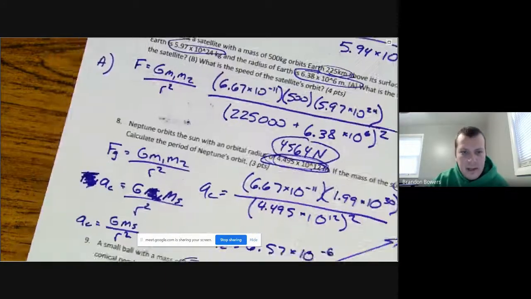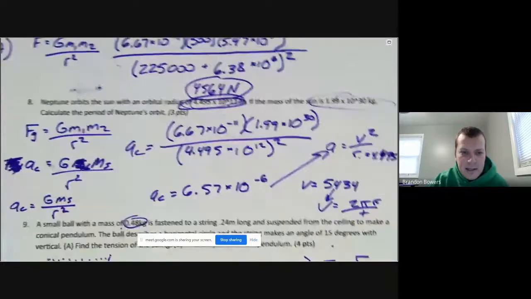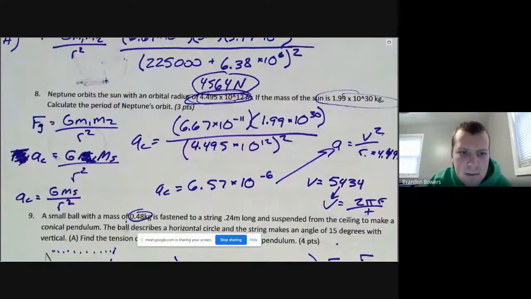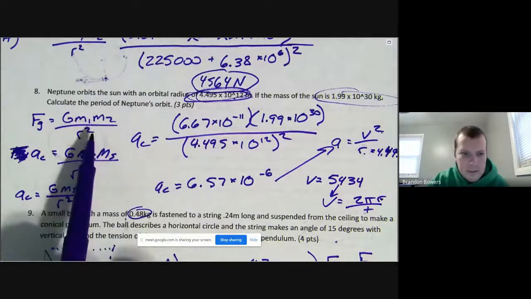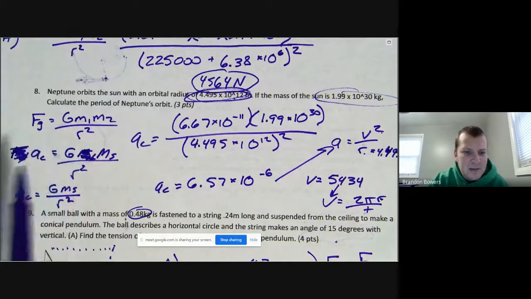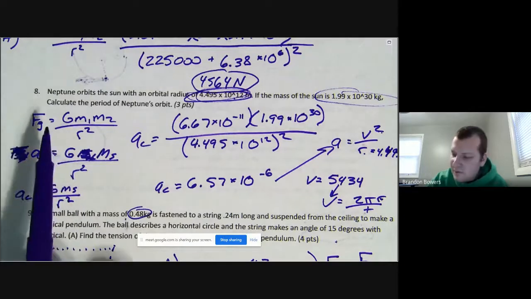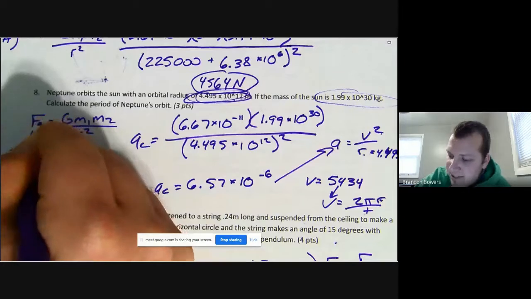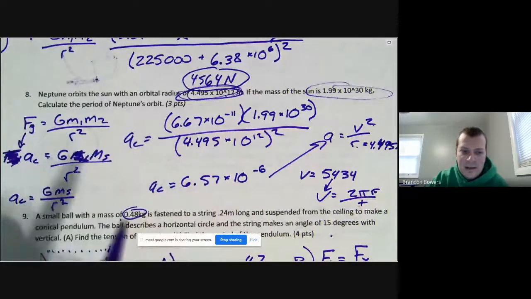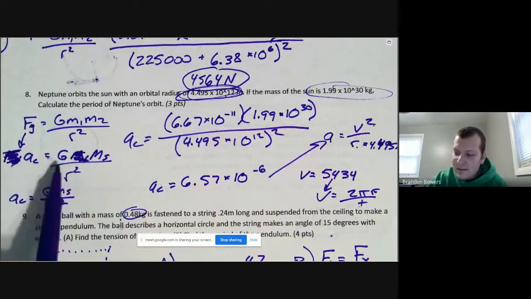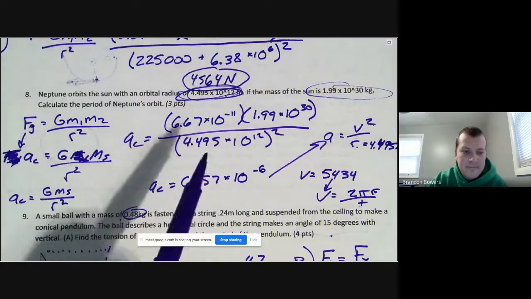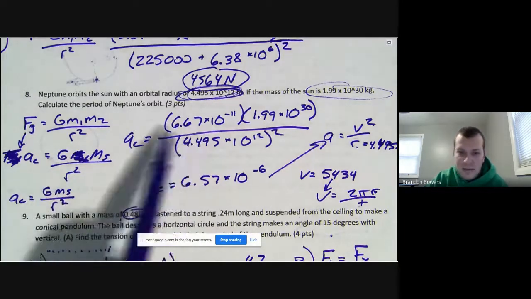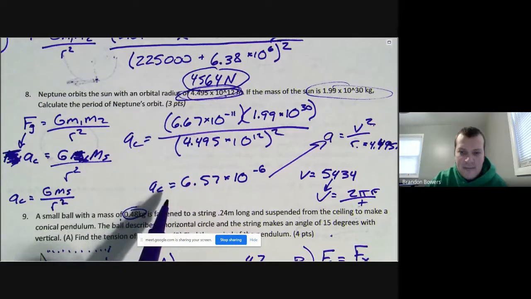Number 8 says Neptune orbits the sun with the orbital radius of that, and the mass of the sun is that. Calculate the period. So using the universal force equation, we have the mass of Neptune on both sides, right? Because force of gravity is equal to mass times acceleration. So centripetal acceleration is equal to our G constant times the mass of the sun, over r squared.